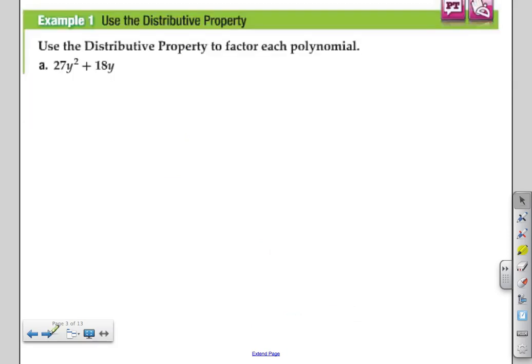Pretty exciting stuff. Okay, here we have 27y squared plus 18y. Ooh, I don't like this marker. We'll switch to green here.